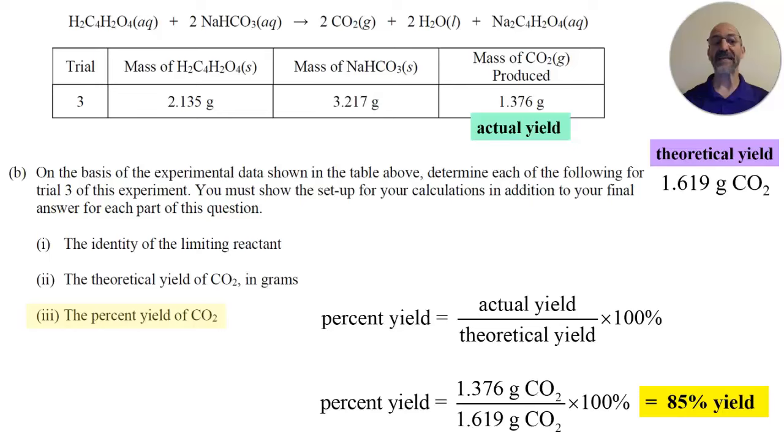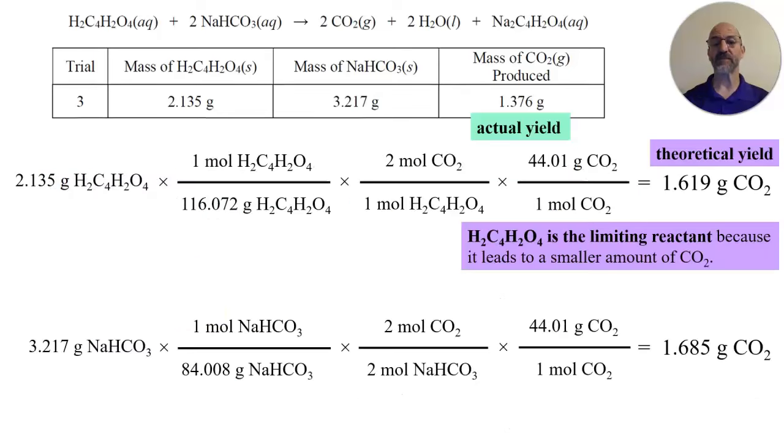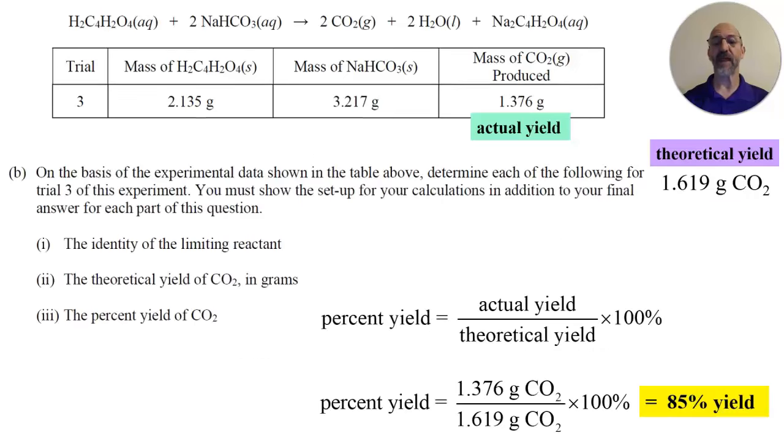So to summarize the answers to part B of this question, maleic acid is the limiting reactant because it leads to the smaller amount of CO2 in my stoichiometry calculations. 1.619 grams of CO2 is the theoretical yield, which comes from the limiting reactant. And then the percent yield is actual over theoretical times 100, and that's 85% yield.